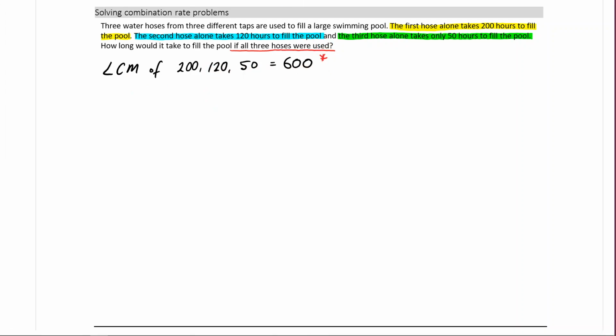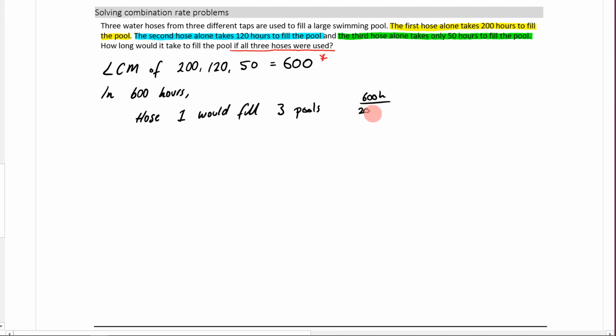So we found the lowest common multiple of the numbers we were given. What we're now going to do is say in 600 hours, so that lowest common multiple, how many pools could hose 1 fill? Well, if it takes 200 hours for it to fill 1 pool, in 600 hours, it could fill 3 pools. And you can think about the maths that we're doing here. We're going 600 hours over 200 hours per pool. So that means we're going to get 3 pools.